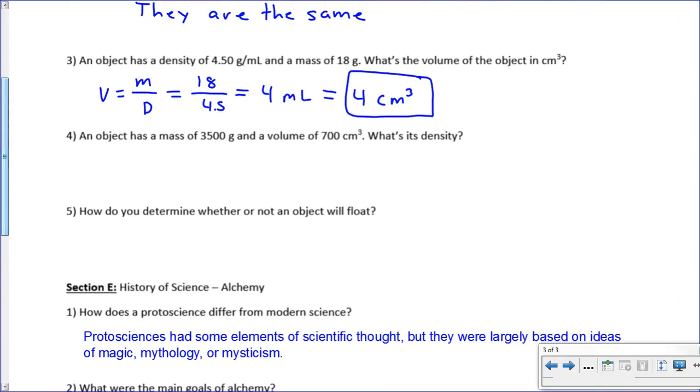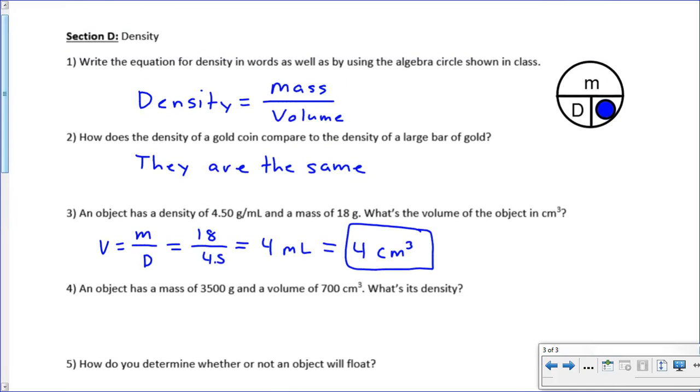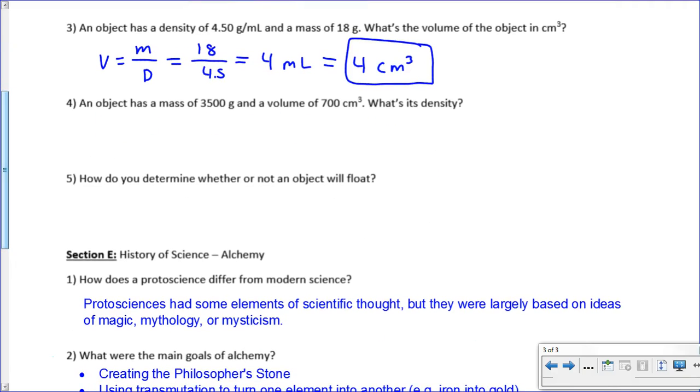Okay, an object has a mass of 3,500 grams and a volume of 700 centimeters cubed. What is its density? So on this one, we're finding density, so you cover up the D. Density is mass over volume. So density equals mass over volume, which equals, in this case, 3,500 grams divided by 700 centimeters cubed. All right, 3,500 divided by 700, you should get 5 grams per centimeter cubed.